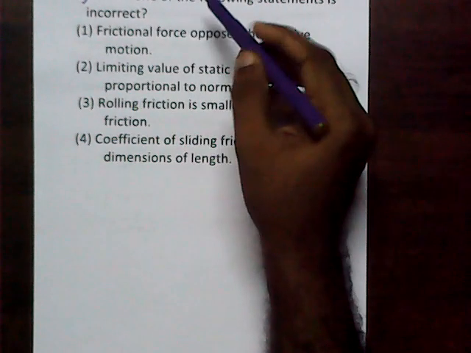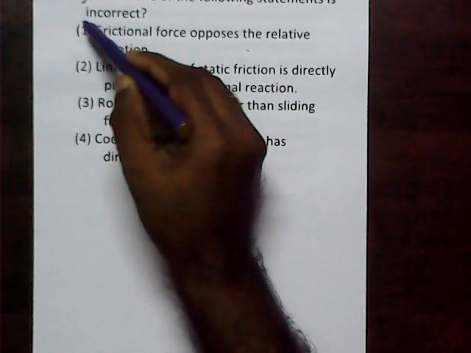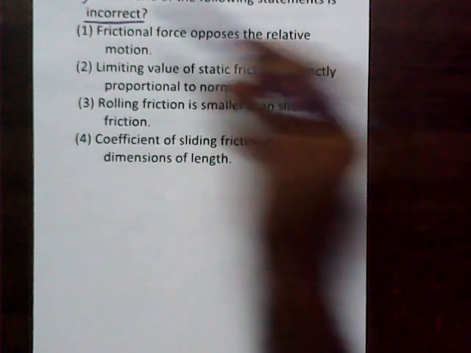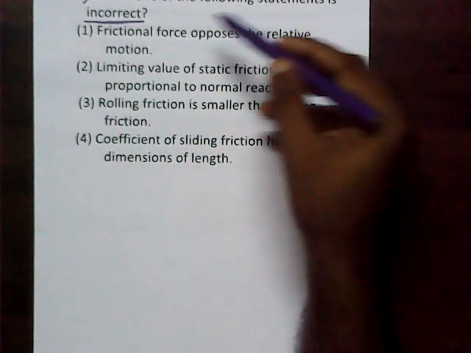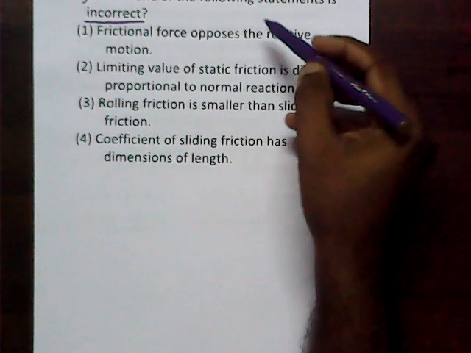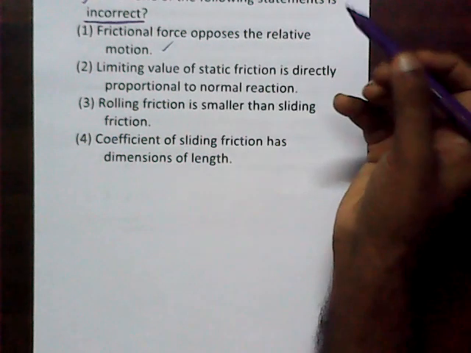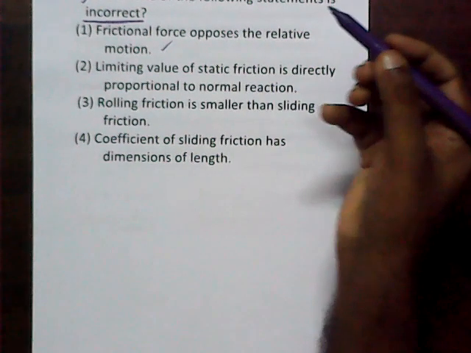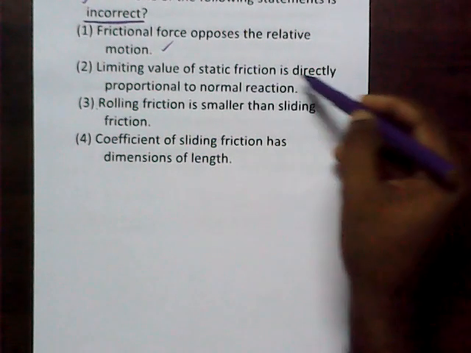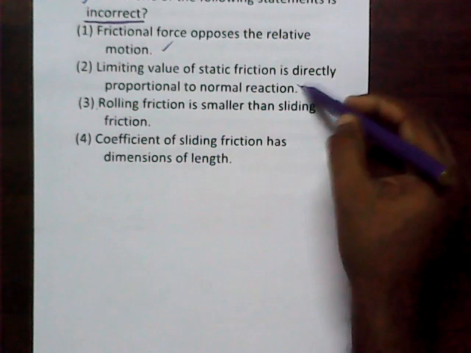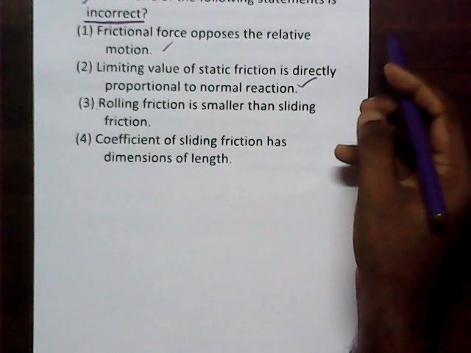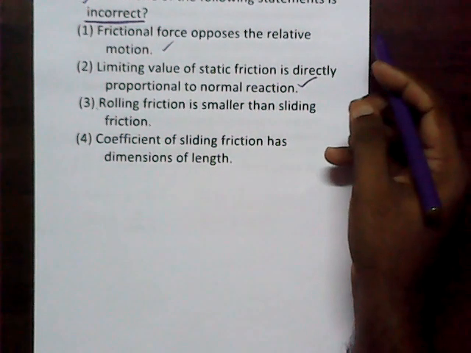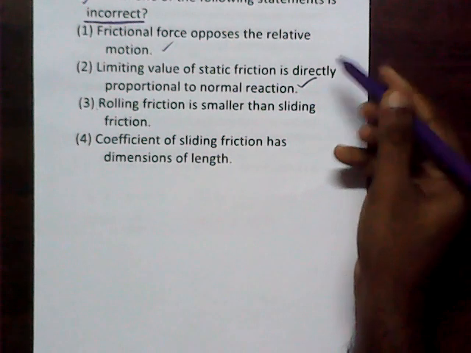Number 33. Which one of the following statements is incorrect? The first choice, the frictional force opposes the relative motion. It's the right statement. The limiting value of static friction is directly proportional to the normal reaction, surely, as mu times Fn.